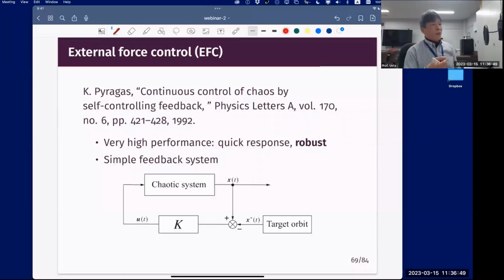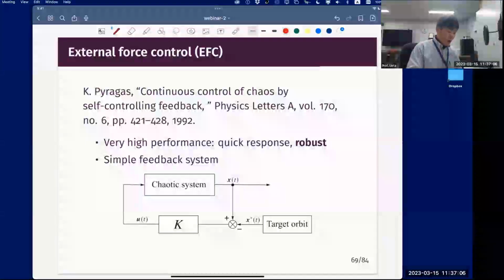External force control continuously feeds the feedback control input into the system. It's very high performance, very robust. We applied the EFG to the UPO. The control system signal flow seems to be very similar to the OGY method.